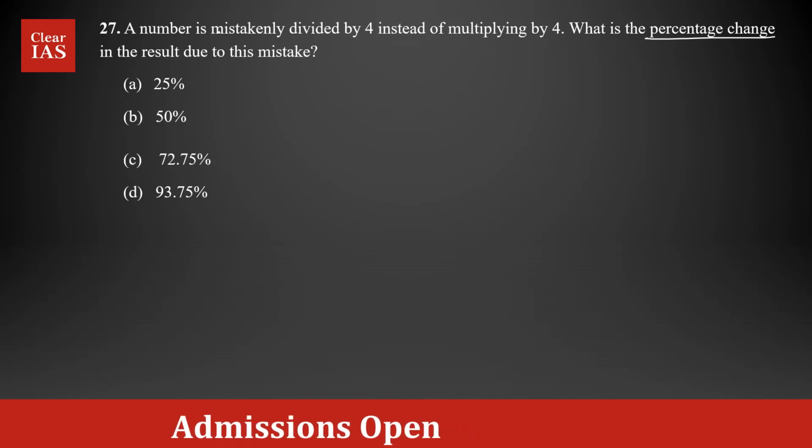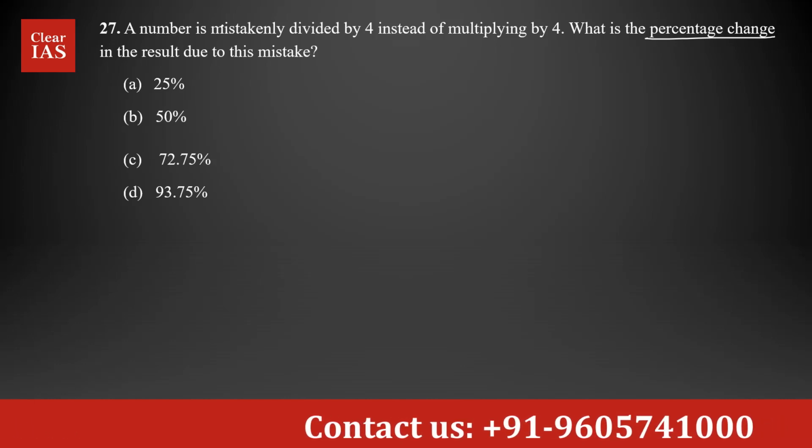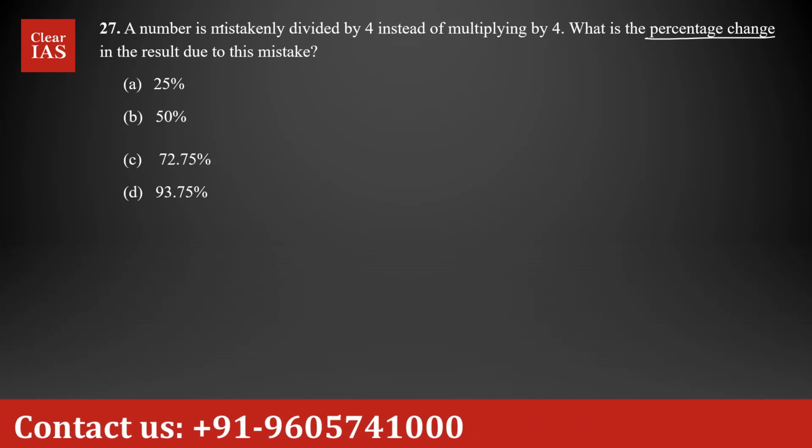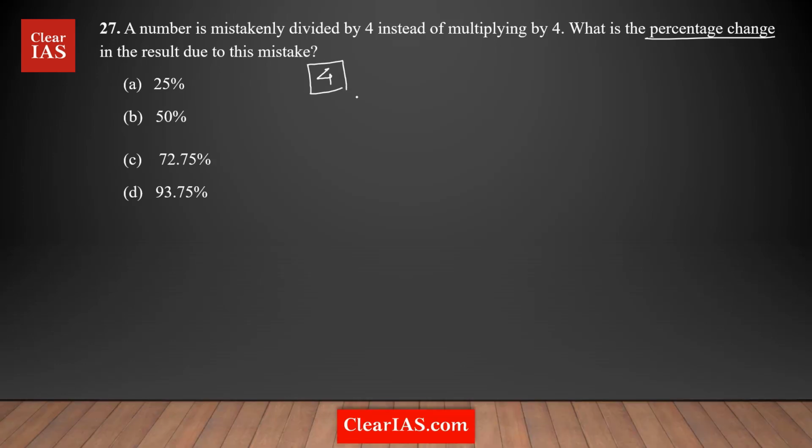A number is mistakenly divided by 4, so you need to divide that number by 4. The right number to pick in this case is a multiple of 4. To make it simple, I'm going to start with 4. So let the number be 4. You have mistakenly divided this number by 4, so the value you got by mistake is 4 divided by 4, which is 1. The correct value is you multiply this number by 4, so 4 times 4, 16, is the correct value.